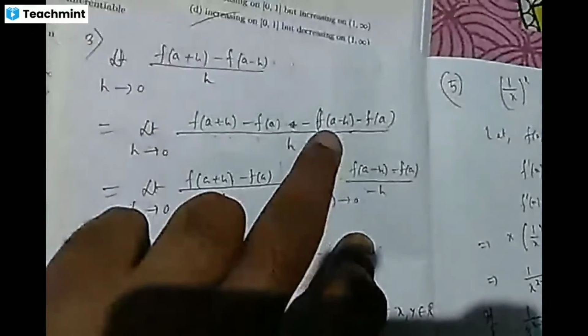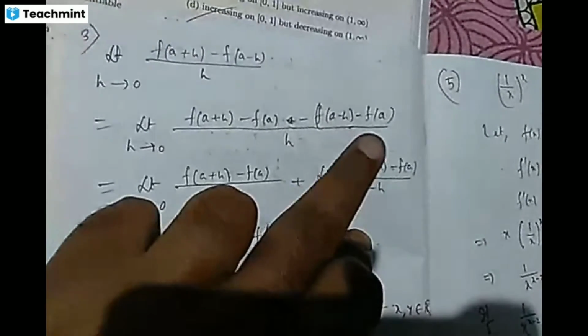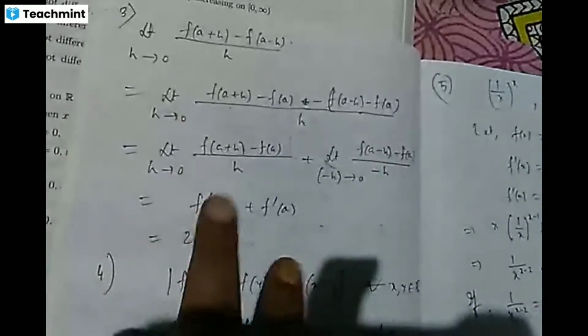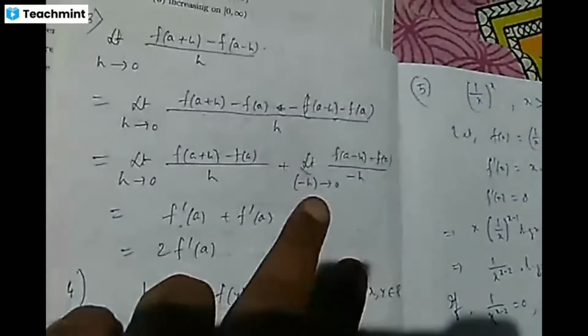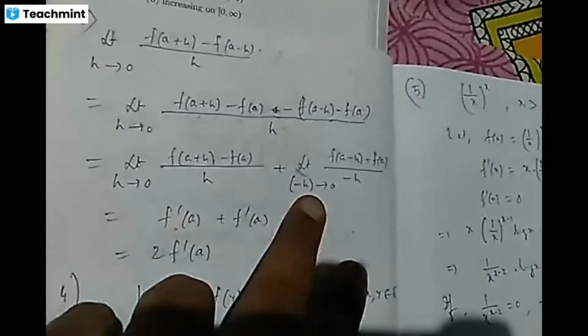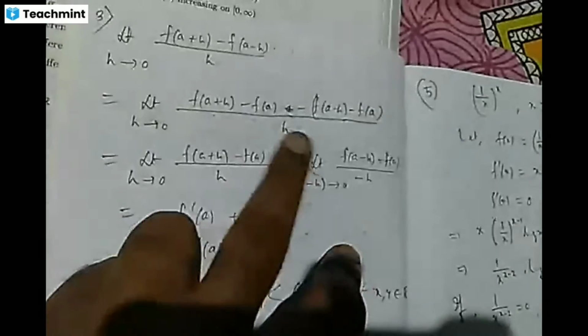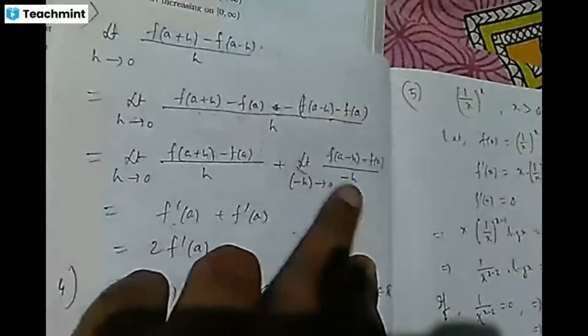Here we can do this in this way. We can rearrange it: f(a+h) minus f(a), and rearranging again, minus f(a-h) minus f(a), divided by h. So we can write it in this way, dividing into two parts, and here taking negative h tending to 0, so minus h tending again to 0, and this minus I have taken below.